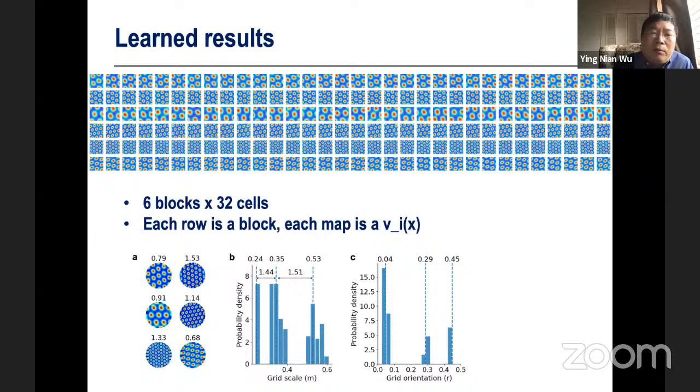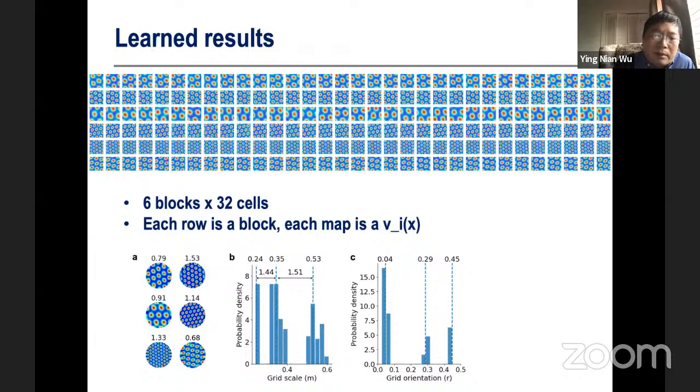And it is also observed that if you look at the scales, they have different scales, right? And you can actually measure the scales for those response maps. And the scales form clusters.